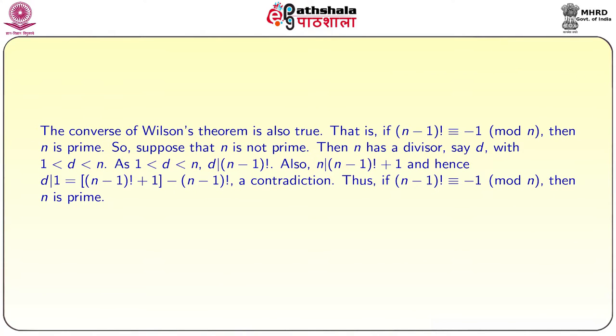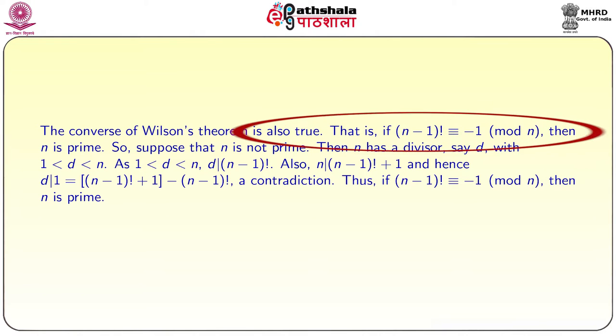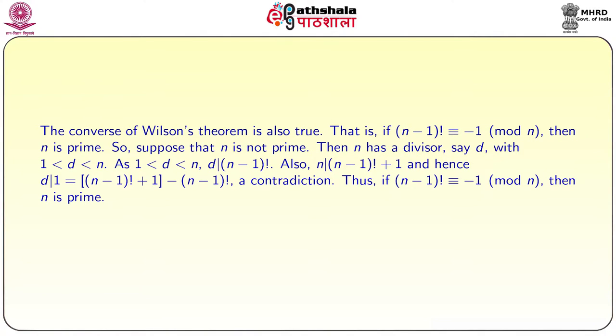Now, we will look at the converse of Wilson's theorem. The interesting thing is the converse is also true. So, how do we show the converse of Wilson's theorem? That is, if (n - 1)! is congruent to -1 mod n, then n is prime. That is what we have to show: if (n - 1)! is congruent to -1 mod n, then n is prime.